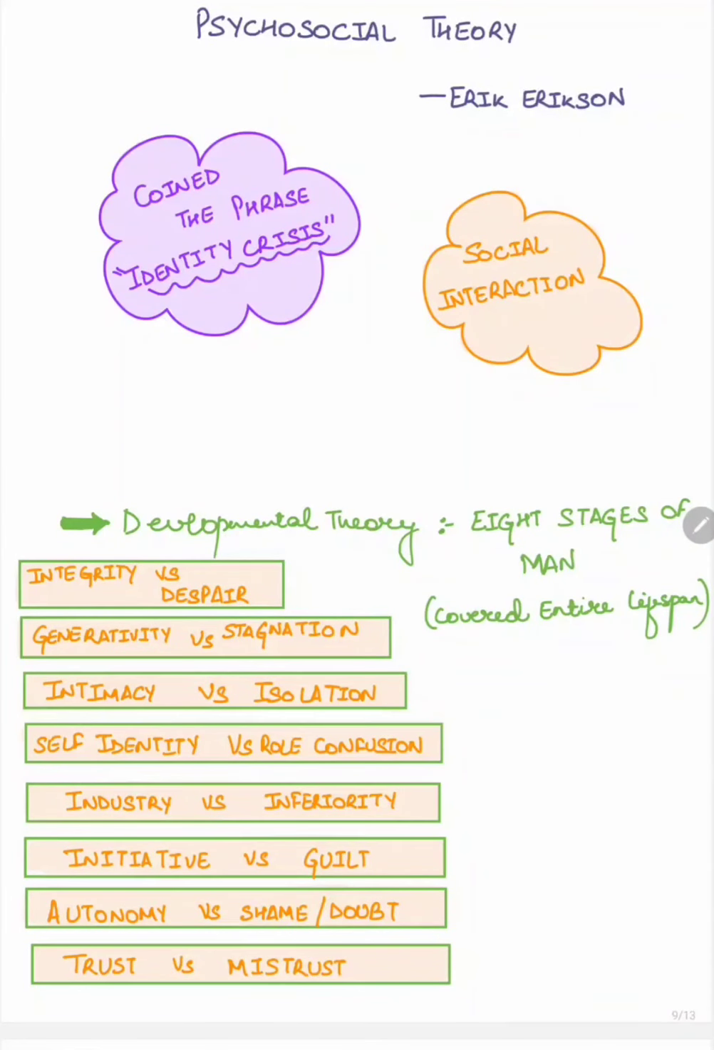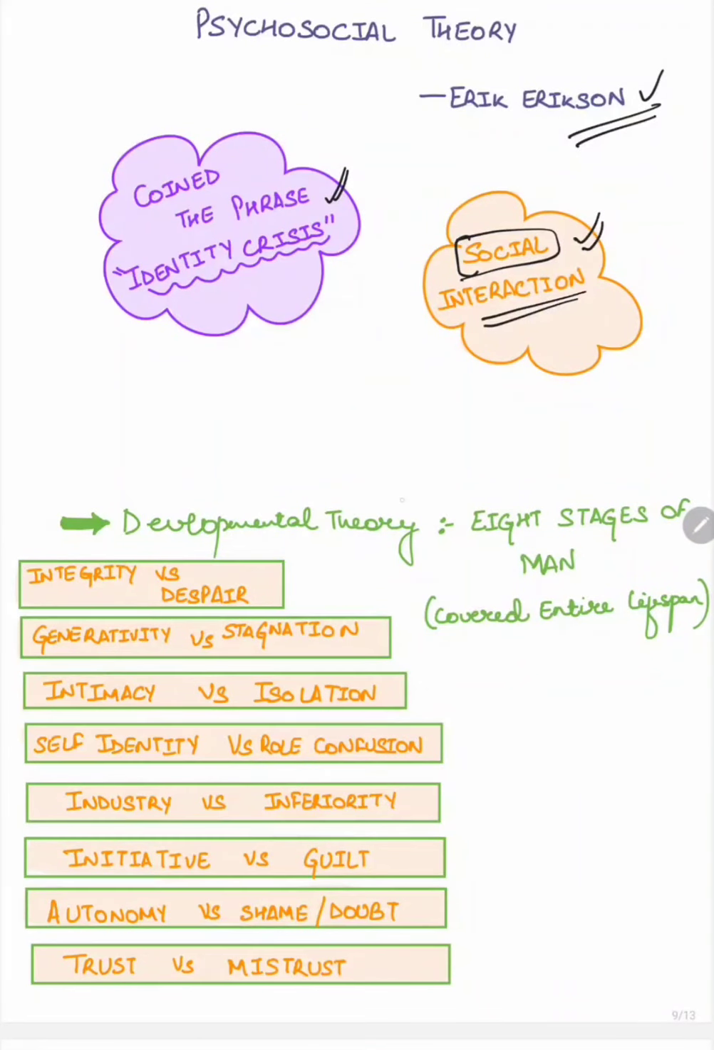Now we will discuss the psychosocial theory, which was given by a Jewish German developmental psychologist, Erik Homburger Erikson, right? He coined the term identity crisis, right? For Erikson, the most important force driving human behavior and development of personality was social interaction, right?